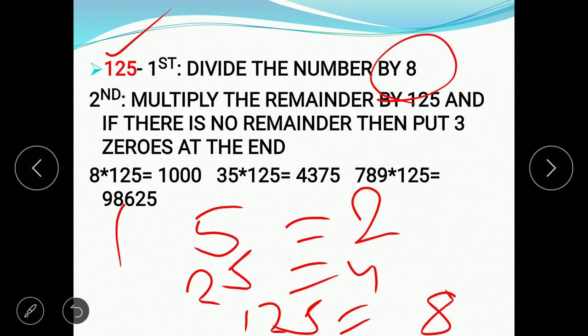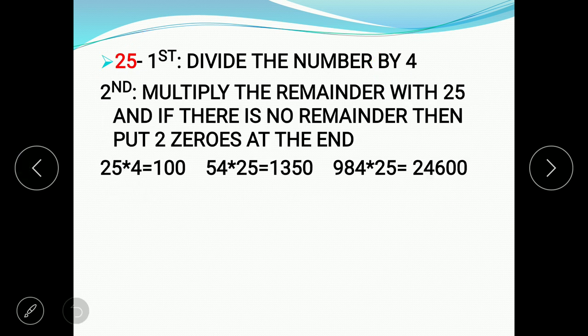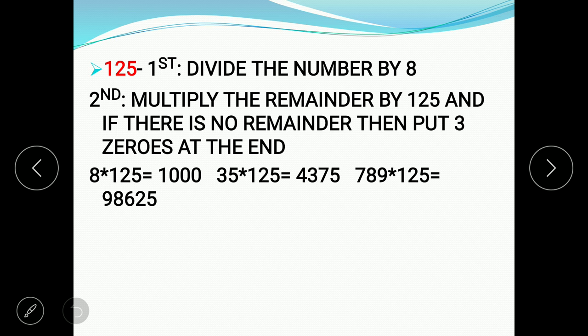So what is 5? It's 5 to the power 1. What is 2? It's also 2 to the power 1. This is just an observation. 25 is 5 to the power 2, or 5 square, and 4 is 2 square. Similarly 125 is 5 cube and 8 is 2 cube. So this is a small thing. There are some concepts behind this. Why dividing with 4 here and with 2 here? There are certain concepts with this. We will not deal with these concepts right now. You just need to remember these techniques.